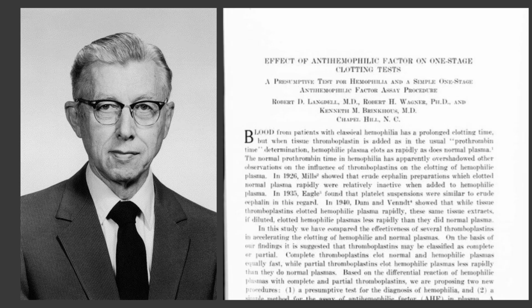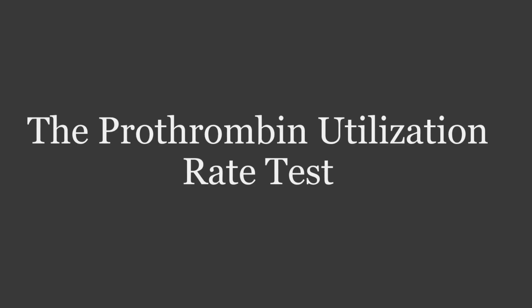Brinkhouse and his team proposed that if you could measure the excess prothrombin, you could discriminate between hemophiliacs and normal patients based on the residual prothrombin remaining after blood had clotted. This was the basis of the prothrombin utilization rate test, which was run in 2 phases and was the immediate precursor to the modern PTT.